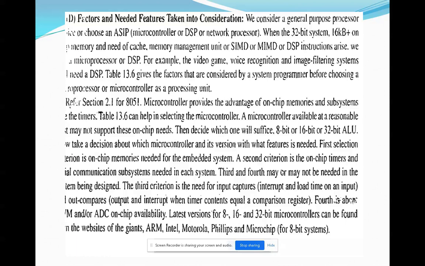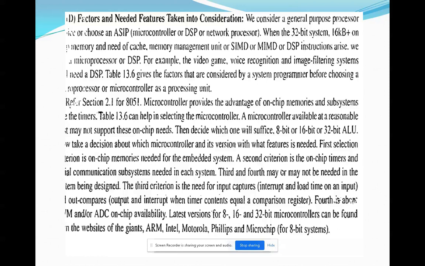Okay, that is, we consider a general purpose processor or choose an ASIP. ASIP is application specific integrated processor. Okay, that is microcontroller or DSP or network processor. Okay, application specific integrated processor is nothing but microcontroller or DSP or network processor. Okay, DSP, digital signal processor.